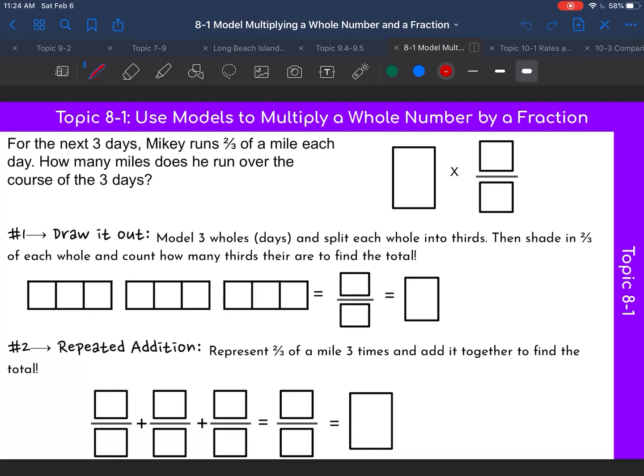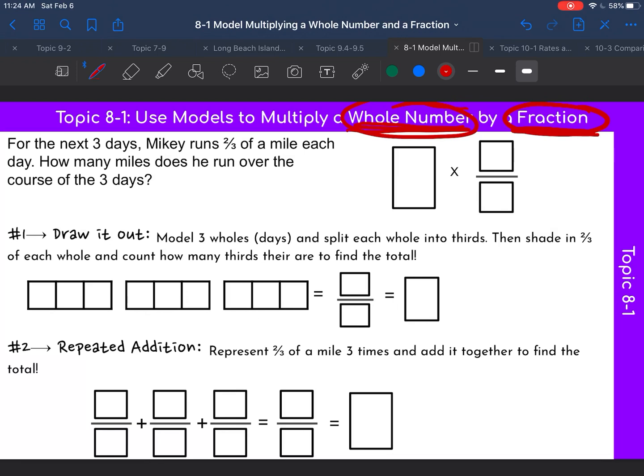The way we say it, multiply a whole number by a fraction, is different than modeling a fraction by a whole number. So just keep in mind that today we have the whole number first and then we're multiplying it by a fraction. So let's look at this first problem. It says, for the next 3 days, Mikey runs 2/3 of a mile each day. How many miles does he run over the course of 3 days?